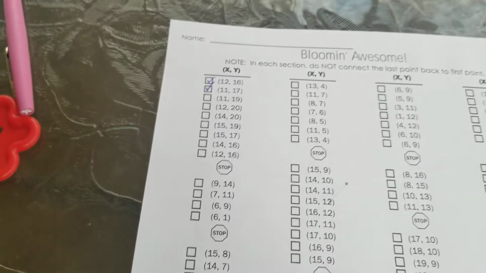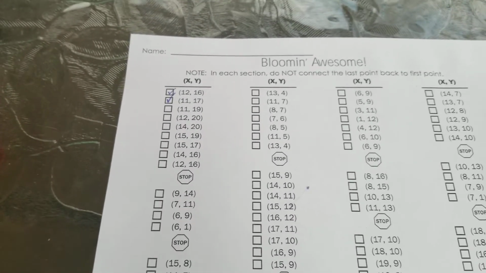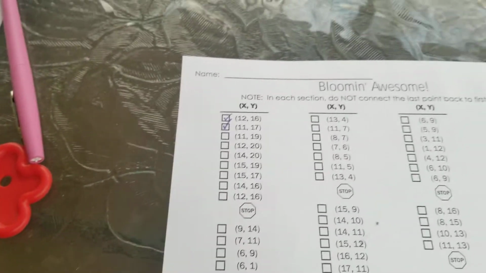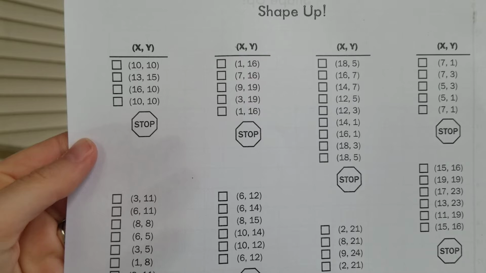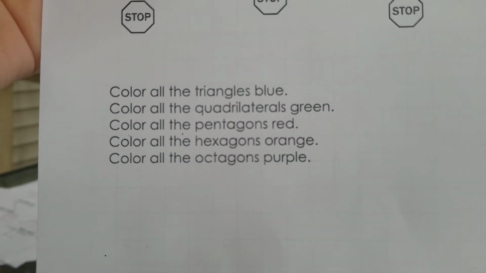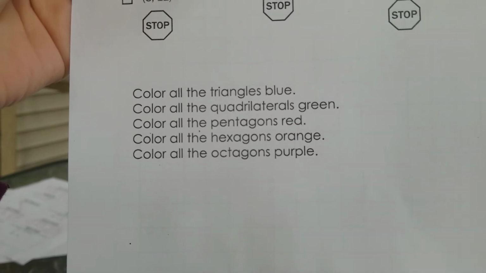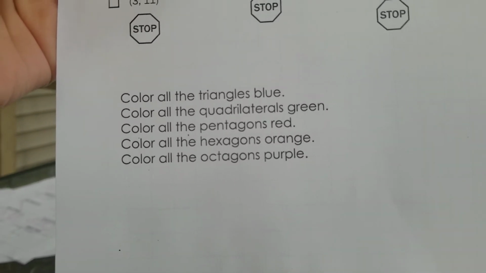On the worksheet that I gave you, my papers are all mixed up. Let me grab it real quick. You're going to be making different types of polygons. So you're plotting the points for your polygons. Some will be triangles, some are quadrilaterals, pentagons, hexagons, and octagons. And if you have coloring materials, you can color each one of those different colors. So after you've plotted all your points, you will make different shapes on yours.